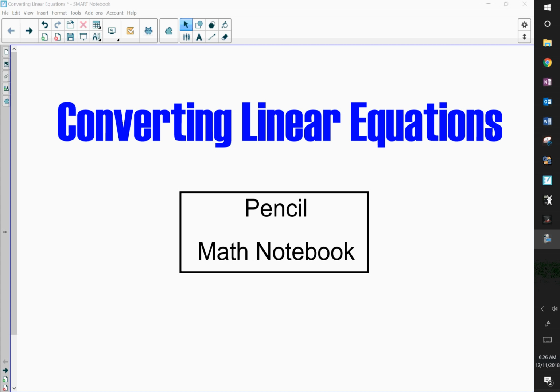So in Chapter 5, we have been looking at linear equations, and so far we've learned 3 different types of linear equations. And today we're going to learn how to convert between the different forms. Now, you've kind of already done that, but we're going to formalize it today in this lesson.